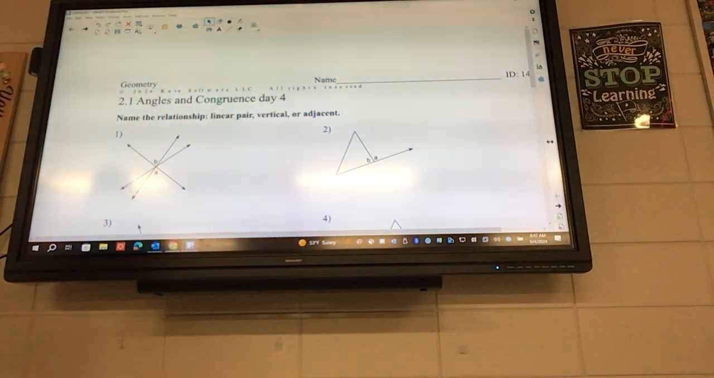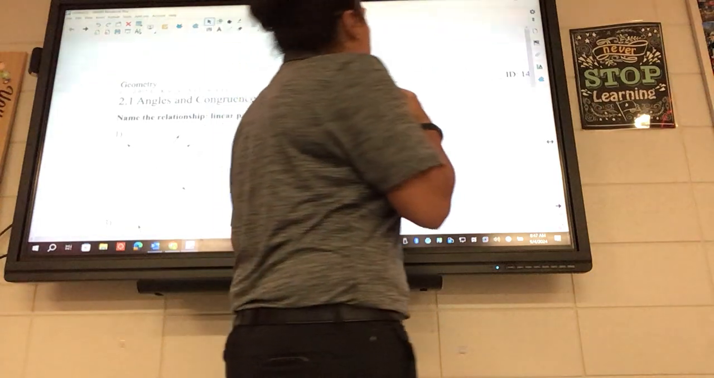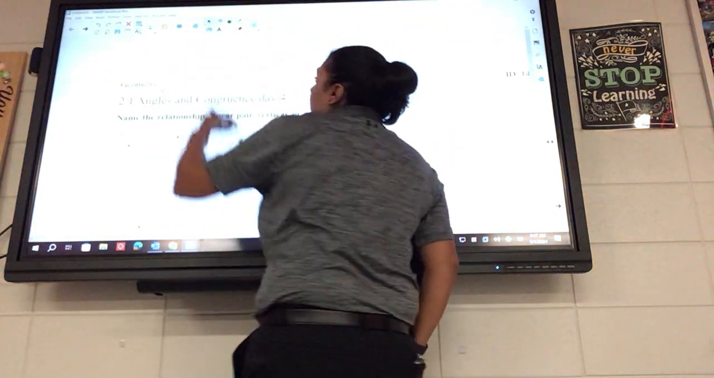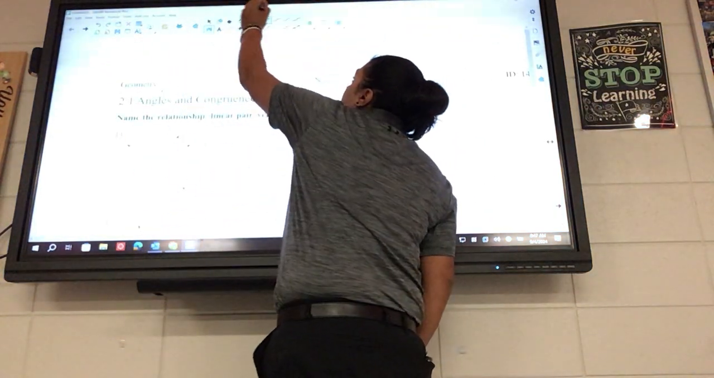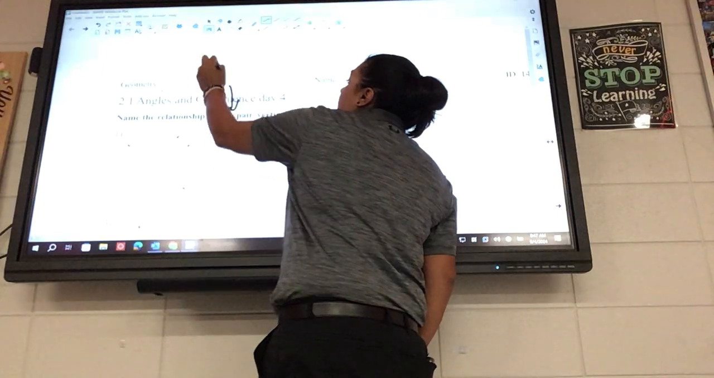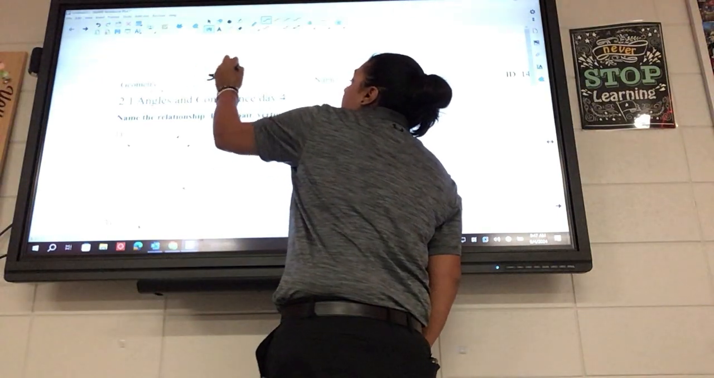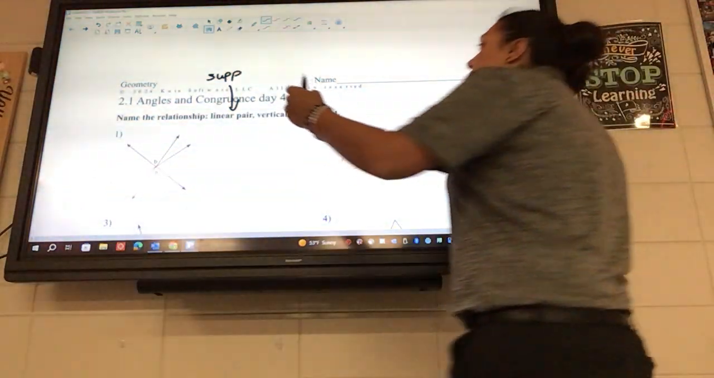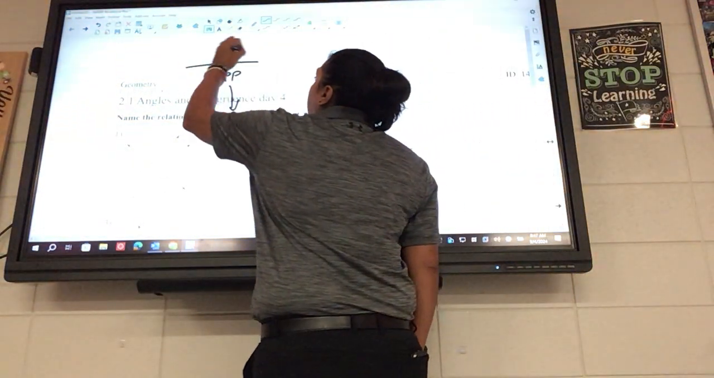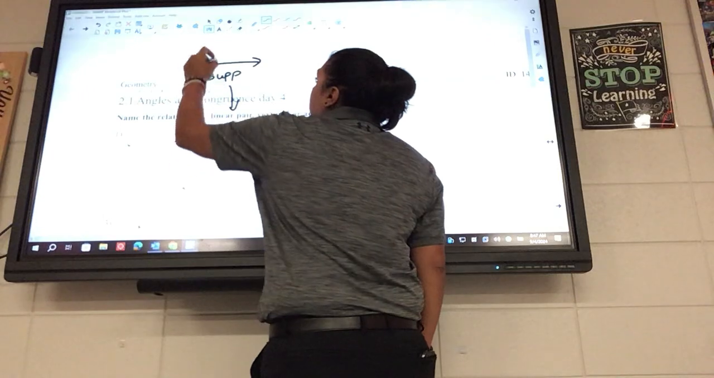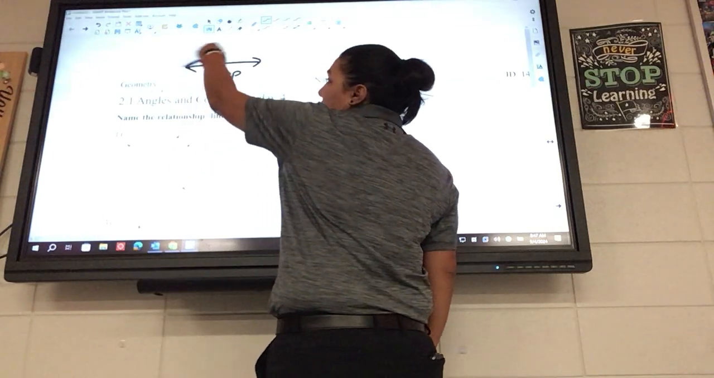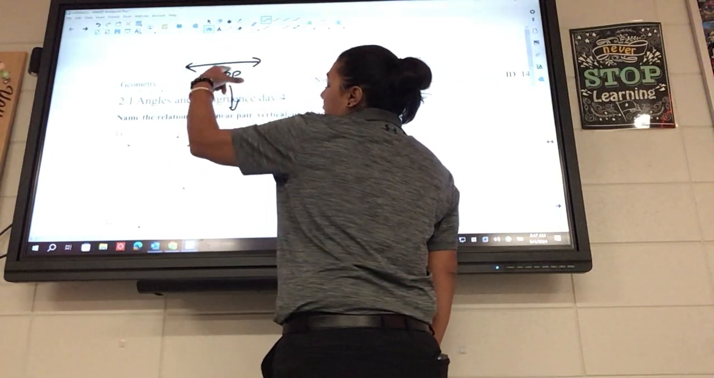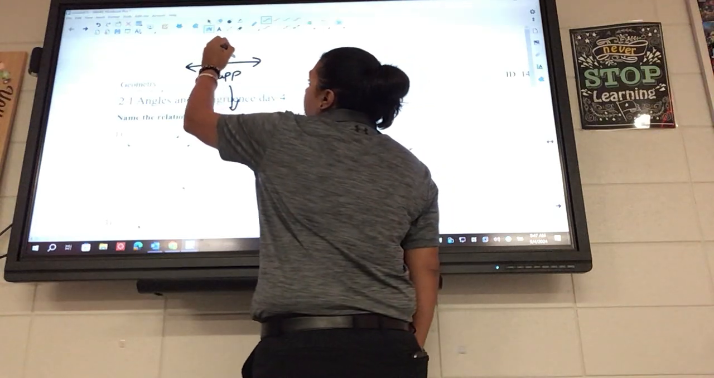Okay, the first is linear pair. A linear pair is another word for supplementary, because you're going to hear me say it tomorrow quite frequently. Okay, linear pair, another word is supplementary, and I don't know how to spell it. Supplementary essentially looks like when you take two angles and they're going to make a straight line. They're going to make 180 degrees, which is a straight line, and they're going to be split somewhere.